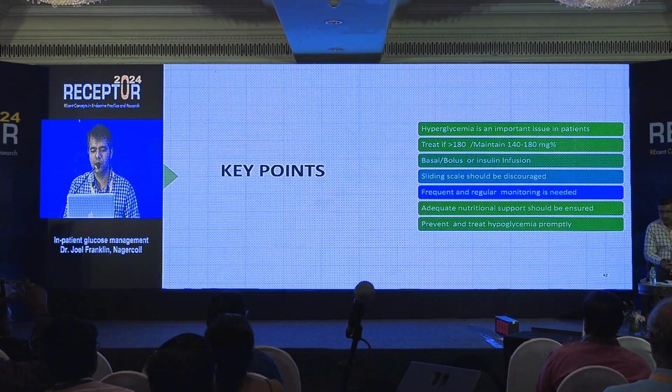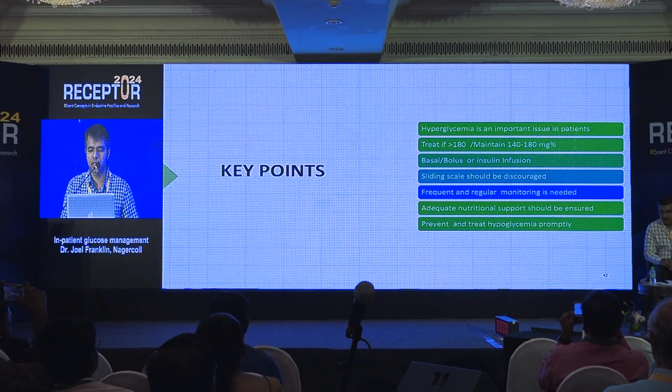Key points: hyperglycemia is an important issue in patients. Treat if more than 180 and maintain between 140 to 180. Basal bolus or insulin infusion is the preferred approach. Sliding scale should be discouraged. Frequent and regular monitoring is needed.